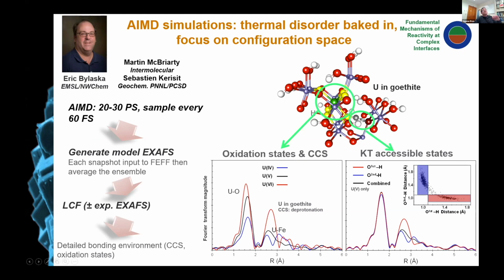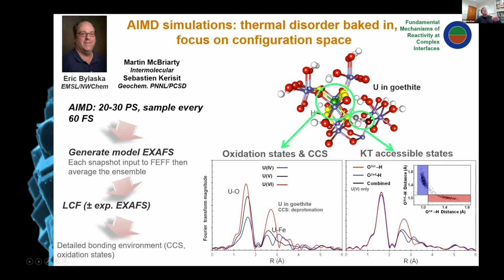We can also capture kT-accessible states. So this small green circle, inside there's a gray ball, that's a proton. That proton turned out to be mobile, and it's bouncing back and forth between a uranium octahedra and an iron octahedra. And this is for the U5 simulation only. That's the bottom right panel. And it spends a lot of time, more time on the uranium octahedra.